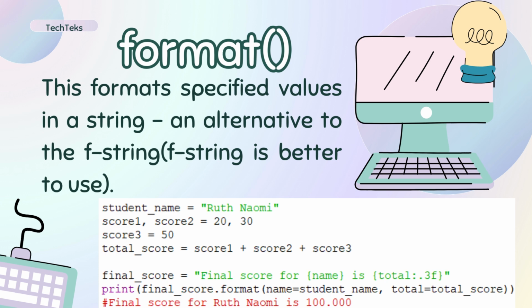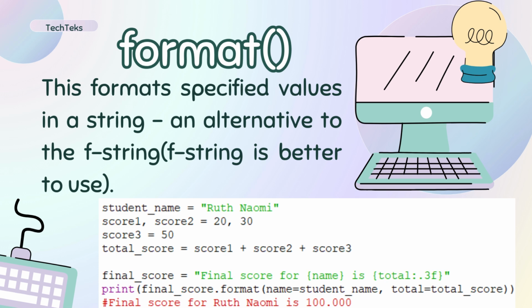So score 1 is 20 and score 2 is 30. And score 3 we've got 50. And we've got a total score which is score 1 plus score 2 plus score 3, which is 100. But we don't really have to calculate that. The computer does it for us.